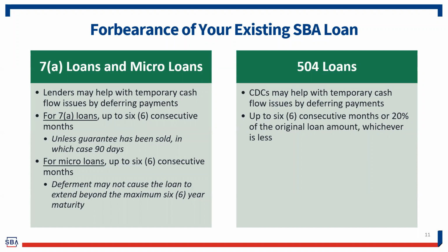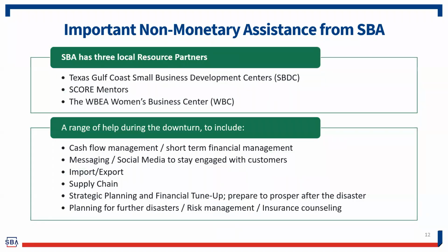No big deal. So in addition to getting a loan to help you through this, there are some other things we can do for you right now. The SBA has 3 important partners here in the Houston area. The Texas Gulf Coast Small Business Development Centers, also called SBDC, the SCORE Mentor Group, and the WBEA Women's Business Center, or WBC as we call them. They can help you with anything to do with your small business.